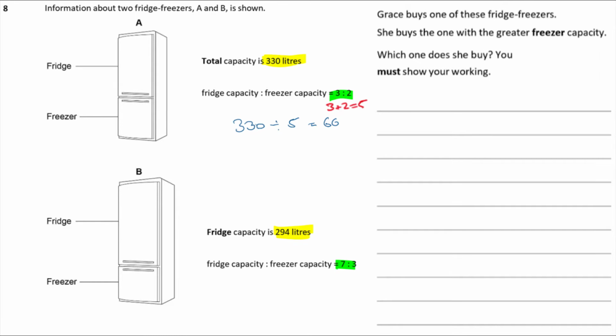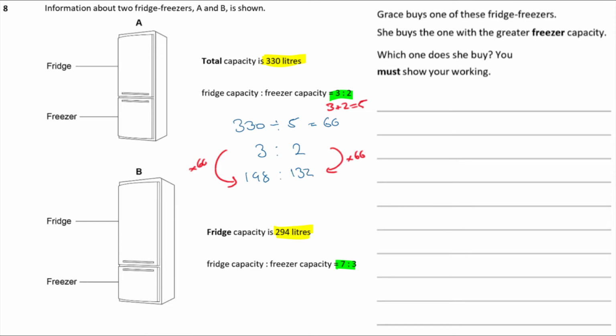So then if I take that original ratio 3 to 2 and I scale it up by a factor of 66, it should give me the capacity of each part of the fridge. Okay, so the fridge part is going to be 3 times 66. 3 times 66, that is 198. And the freezer bit is going to be 2 times 66, which comes out to be 132.